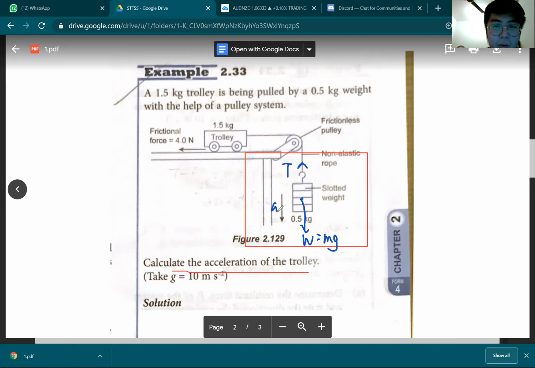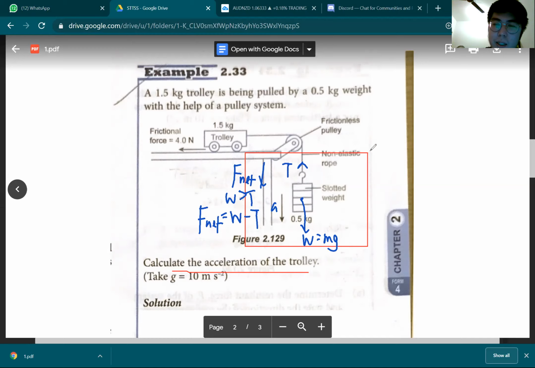Acceleration acting downward means that there is an F net acting downward, right? So how do we find the F net? For it to have a resultant force acting down, the weight has to be bigger than the tension, correct? So F net equals weight minus tension.